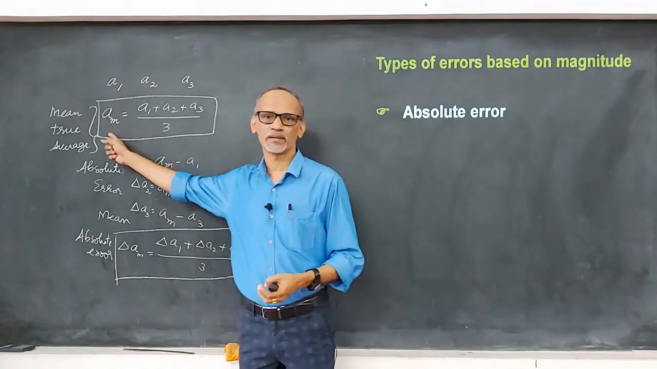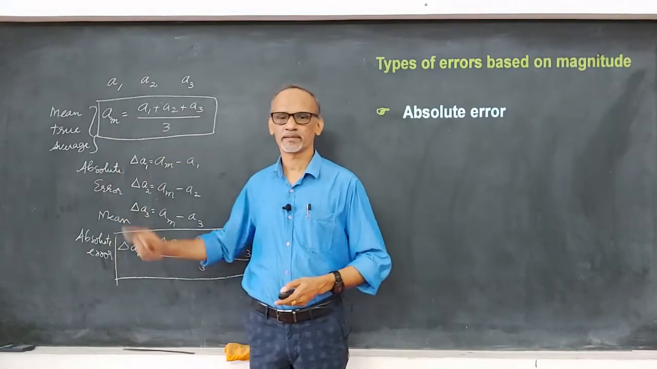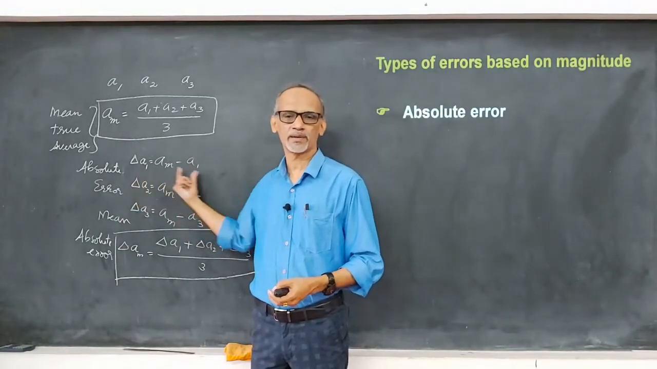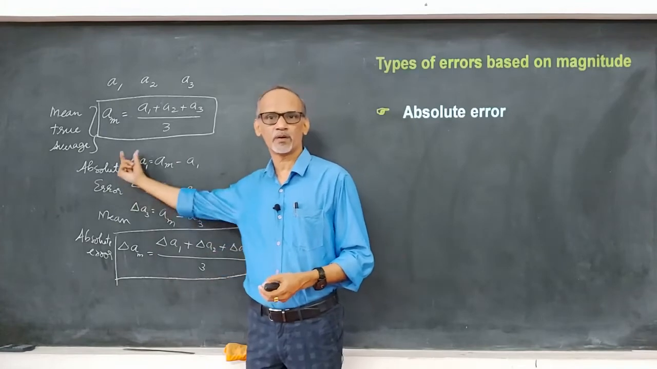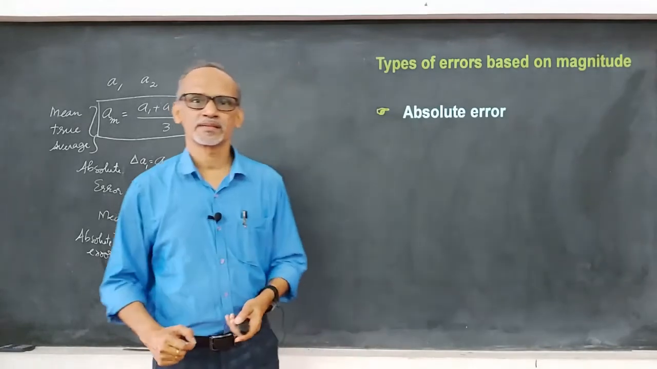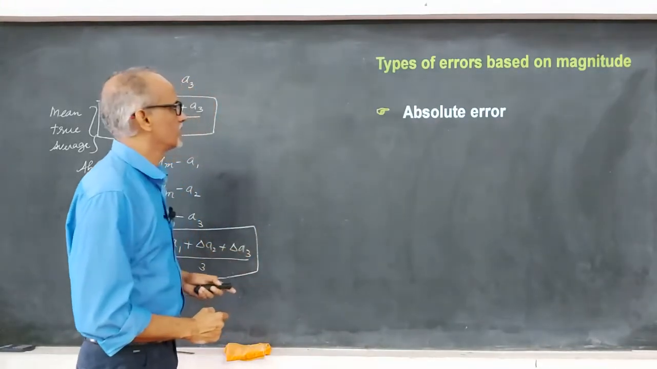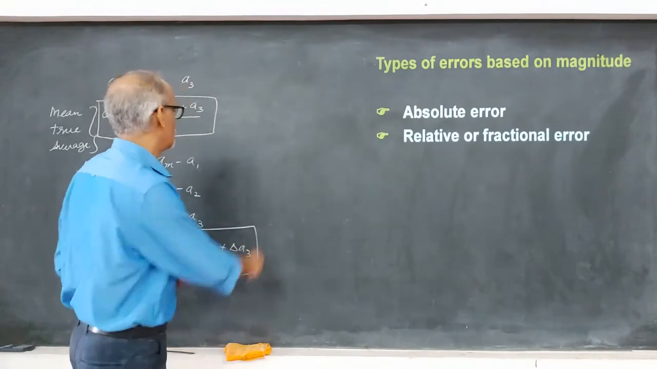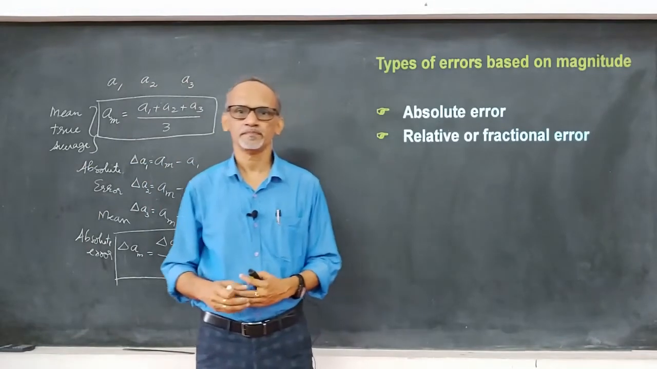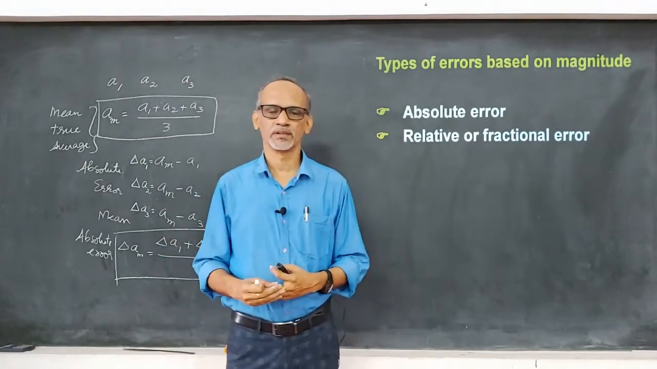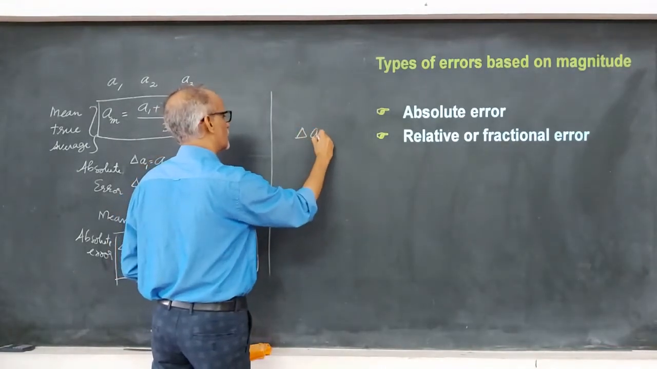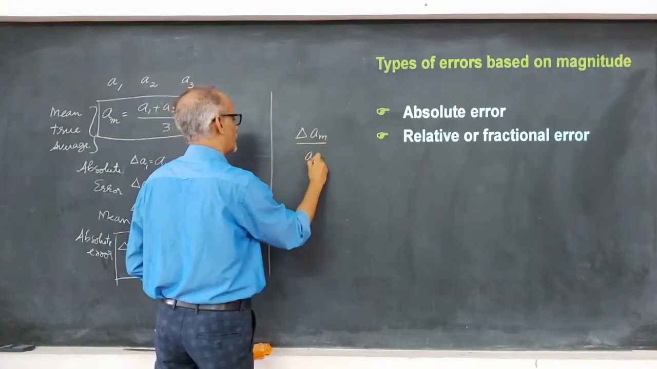This is the mean value or the true value. This is the mean absolute error. So absolute error we measure by finding the difference between the true value and the individual values. And if we take the average of all the absolute errors, then we get the mean absolute error. Let us see what is the second type of error. It is called the relative or fractional error. So relative error or fractional error, I will write the equation, then you can tell me how to define it.